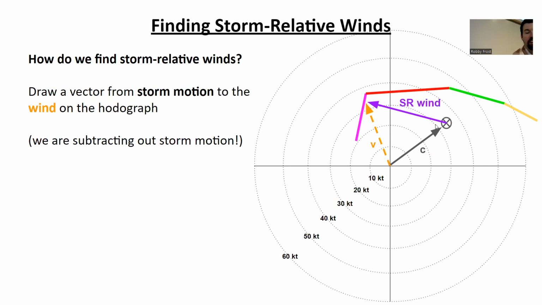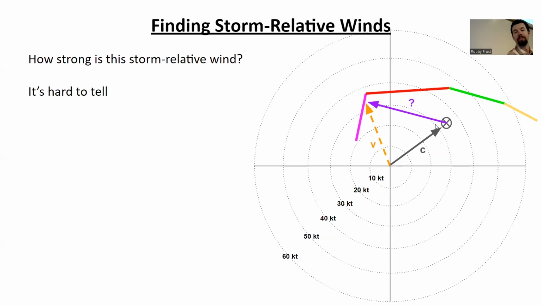So let's say you want to find the length of this vector and how strong that storm relative wind is. That's a little hard, right? You're trying to do the math in your head. How long is this vector? You're maybe trying to put it down here, lay it out on the origin, see how long that is. We don't want to do that.